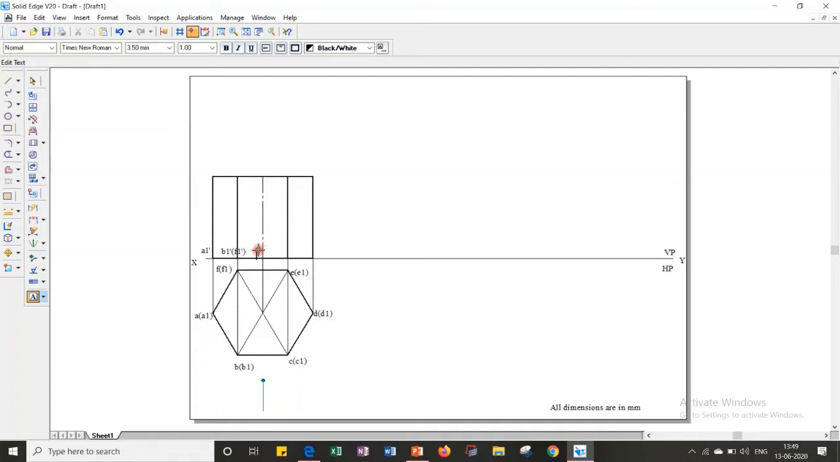And next point, this point corresponds to O1 dash, the center, and this point corresponds to E1 dash and C1 dash. C1 is nearer to the observer, so C1 dash will be outside bracket and E1 dash will be inside bracket. This is E1 and C1 because this is the base corner. And finally this point is D1 dash.